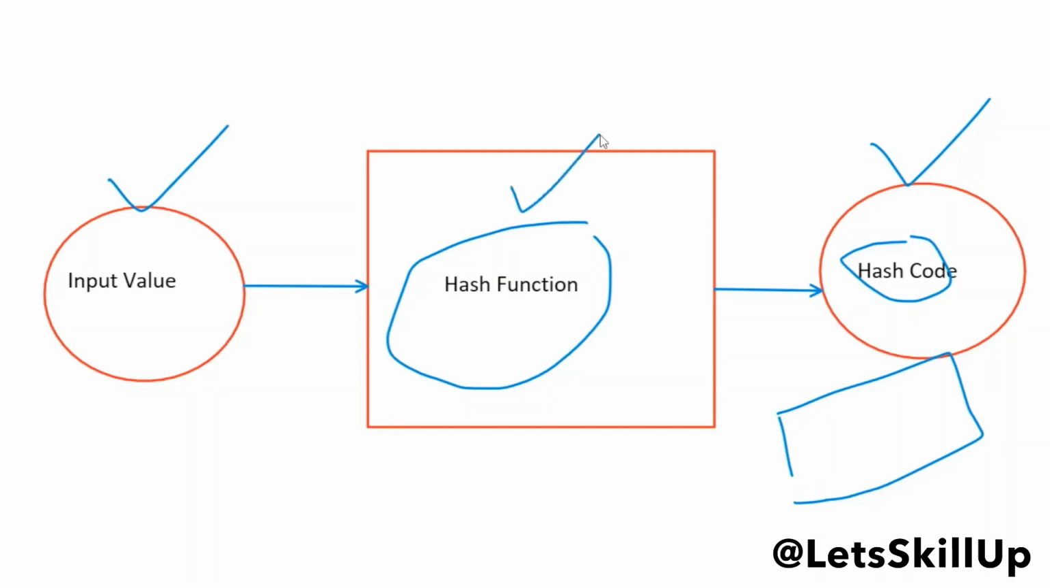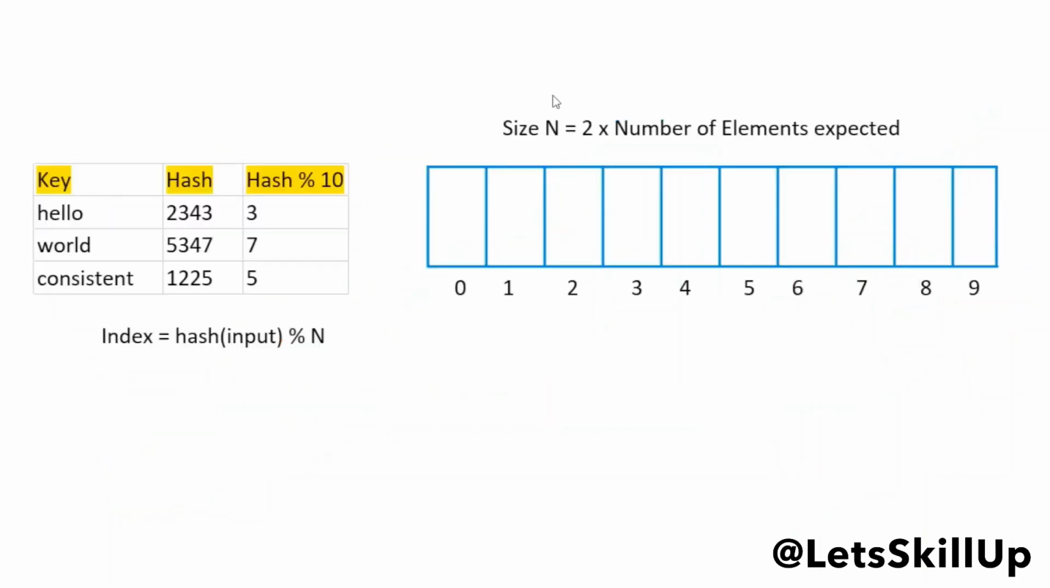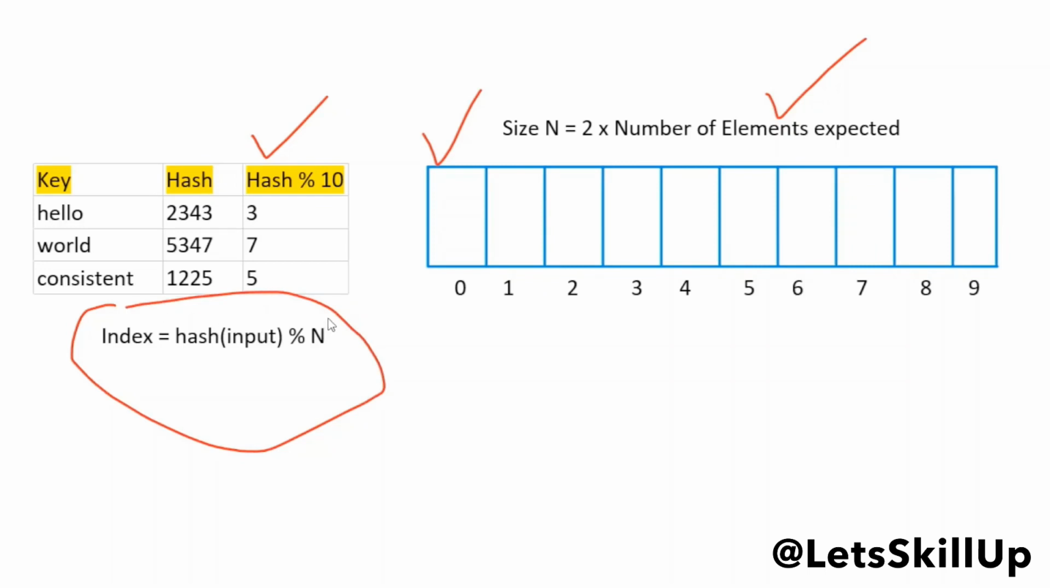A good hash function generally has a wide output range, typically the whole range of a 32 or 64-bit integer. So building an array for all possible indices would be impossible and a huge waste of memory. To overcome that, we can have a reasonable sized array, let's say just twice the number of elements which we expect to store. And we can perform modulo on the hash to get the array index. So our index would be hash of our input modulo the size of our array.